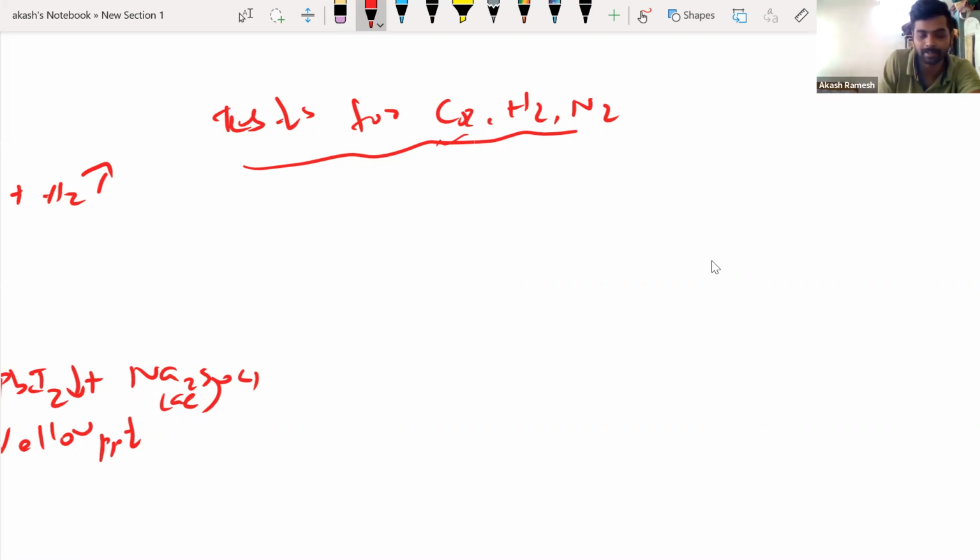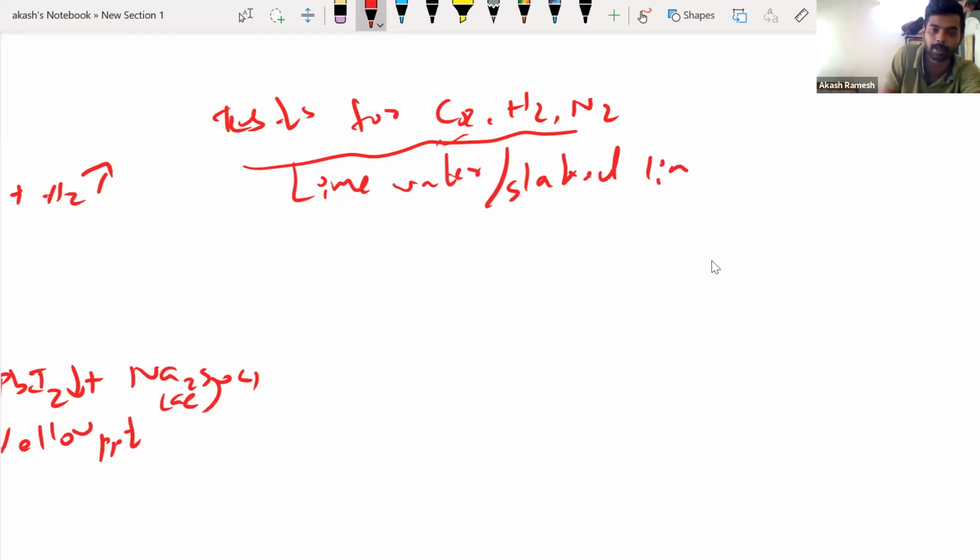What is lime water first? Calcium hydroxide. Absolutely, right. Lime water, or slaked lime. These are all the terms you should remember, people. Lime water or slaked lime both represent Ca(OH)2, that is calcium hydroxide. I think you will be able to guess the formula now: Ca2+ and OH-, criss-cross, you'll get Ca(OH)2. So calcium hydroxide. So then what happens?